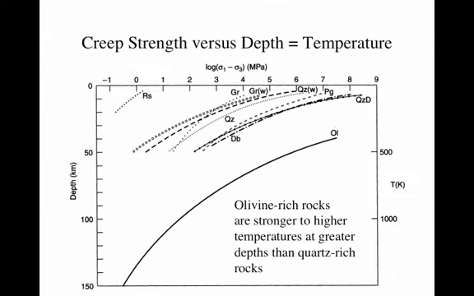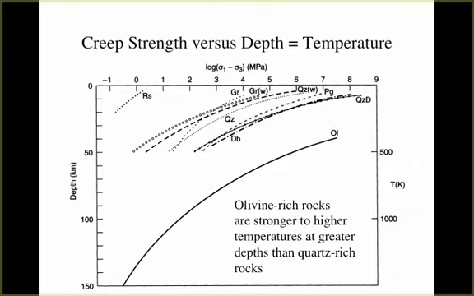If we look at creep strength versus depth and corresponding temperature, you see that an olivine-rich rock is much stronger to greater depths and higher temperatures than a quartz-rich rock would be.